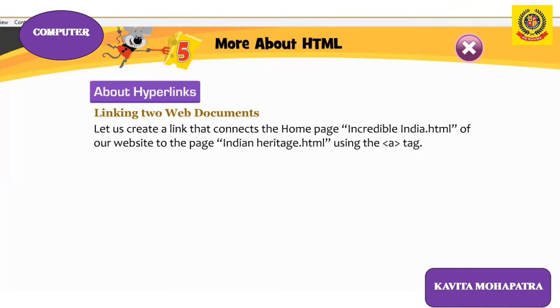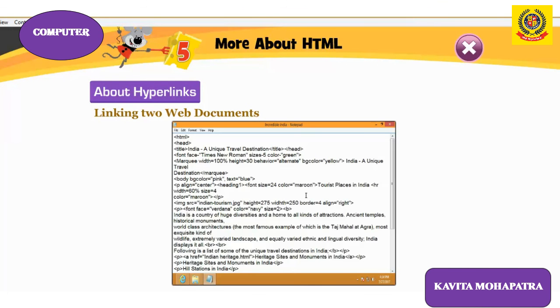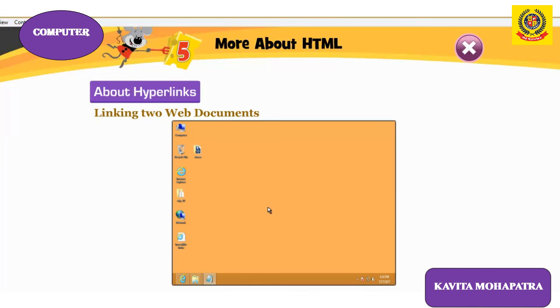So let us create a link that connects the home page incredibleindia.html of our website to the page indiaheritage.html using the a tag. So open the HTML file incredibleindia.html in Notepad, then edit the code to enclose the text heritage sites and monuments in India within the a tags given below. So, a href, incredible India heritage sites and monuments in India, /a. So you can change this one and save the file and view it in the browser.